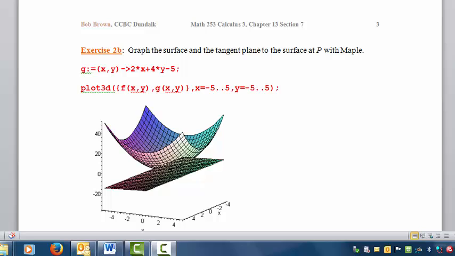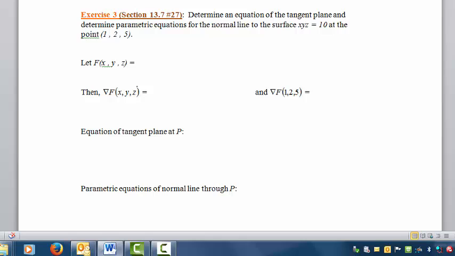Chapter 13, Section 7, Exercise 3. We want to determine an equation of the tangent plane and determine parametric equations for the normal line to the surface xyz equals 10 at the point (1, 2, 5).